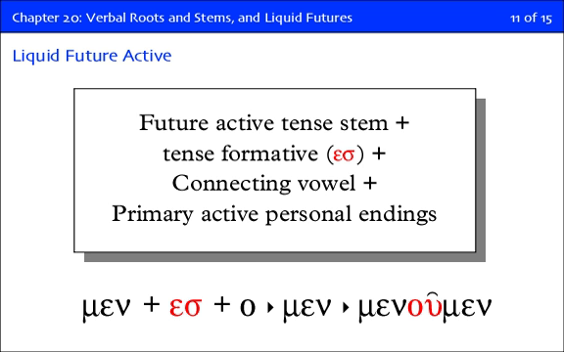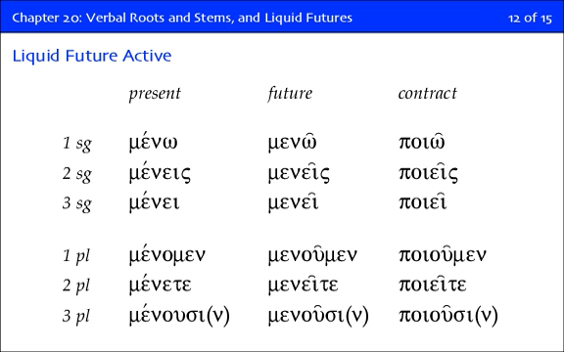You take the root men, you add epsilon sigma, the connecting vowel, and primary active personal endings. The sigma drops out. The epsilon omicron contract to oo, and you have menumen. Menumen is the first person plural future active indicative of meno. Okay, there's not really that much here. It's just a little bit of memory work and knowing the different tense formatives.